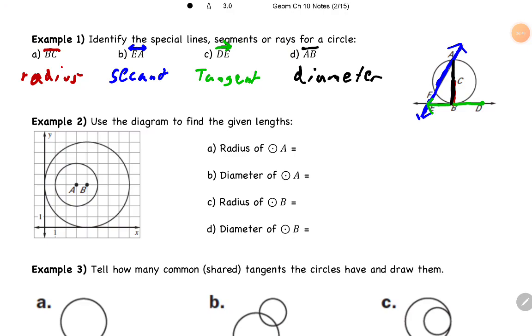Example 2, use the diagram to find the given lengths. So, radius of circle A, we just count 1, 2. Diameter of circle A, diameter is double the radius, so 4. Radius of B, so we go to the center of B, and then go 1, 2, 3, 4. That's the radius, so double it for the diameter.